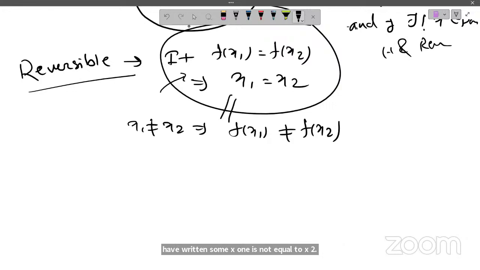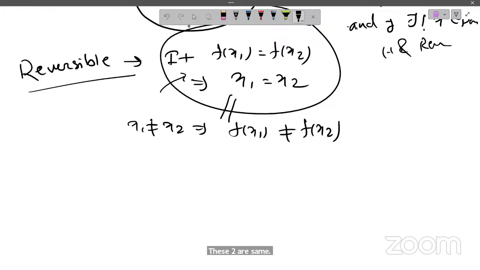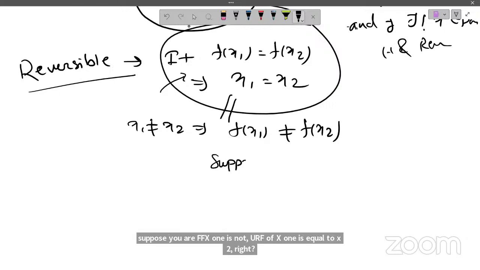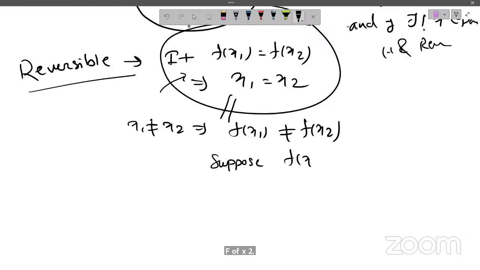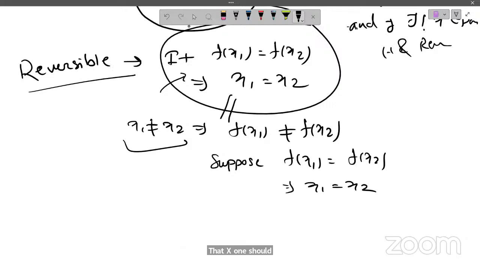These two are the same. Because what happened? Anyone know something? Suppose your f of x1 is equal to f of x2. Then what does this say? This statement means that x1 should be equal to x2, right? Yes, ma'am. This statement and this statement are the same.